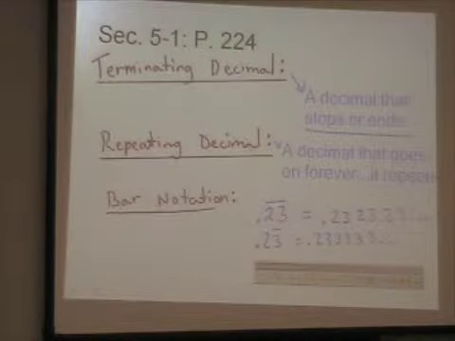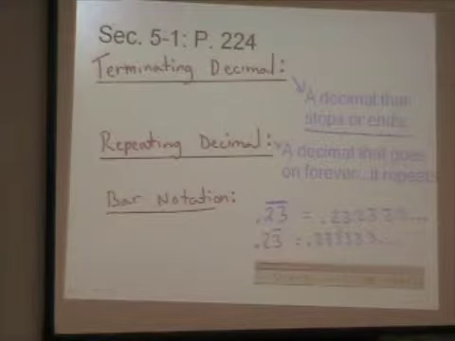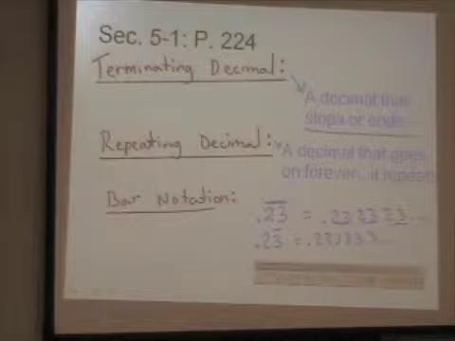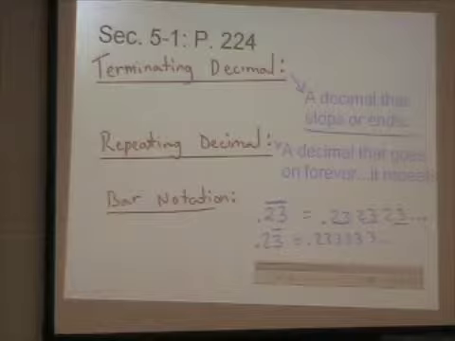A repeating decimal is a decimal that goes on forever. It repeats again and again and again. In bar notation, for example, we have 0.23 with a bar over the 2 and the 3. That means you repeat the 2 and the 3 over and over, forever. Here we've got a 0.23 with a bar only over the 3. That means you repeat the 3 only. So you write the 2 and the 3 and then just keep writing 3, 3, 3. That's bar notation.